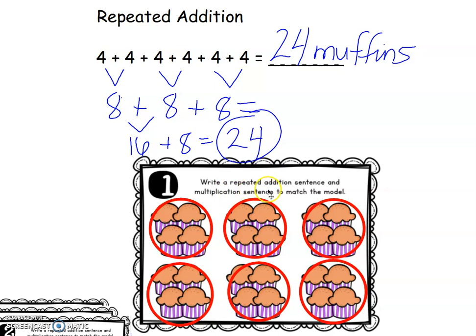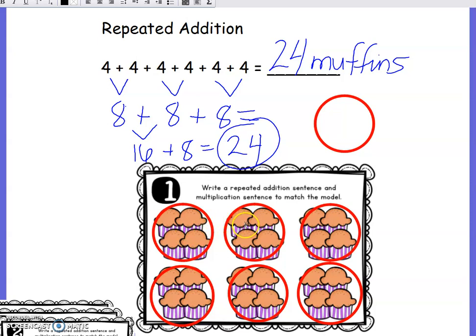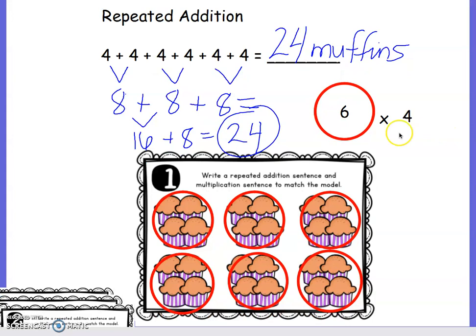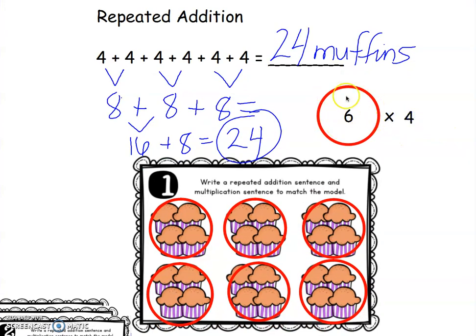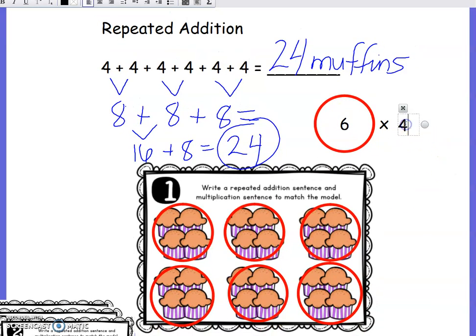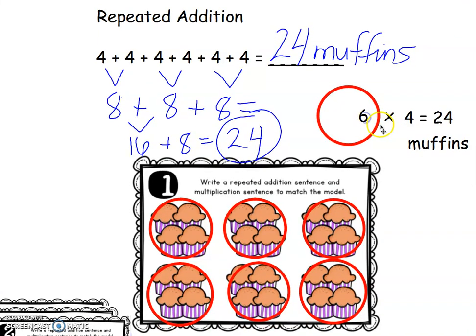If you're looking at the multiplication sentence, now I'm looking at how many groups of 4. So of these circles, right, my groups, how many groups do we have? 1 group, 2 groups, 3 groups, 4, 5, 6. So I have 6 groups by 4 in each group, okay? So 6 times 4, 6 groups of 4 muffins each gives me 24 muffins total. Okay, so that's what your multiplication sentence would look like. 6 times 4 equals 24.